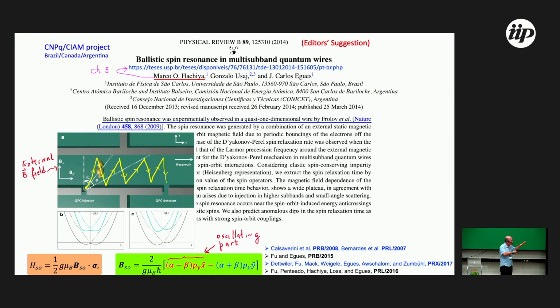So for holes, it's going to be similar. It's much more complicated because you have to use the Luttinger 4x4 Hamiltonian, because you have valence electrons, but the concept is the same. For electrons, it's much simpler.